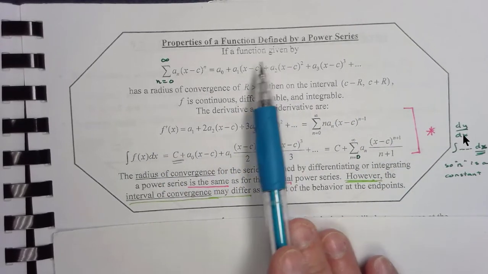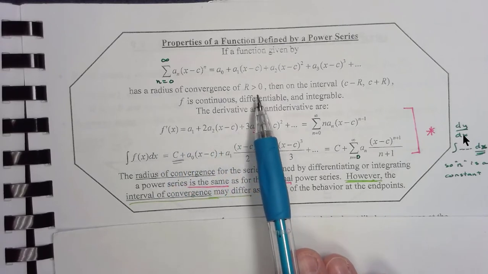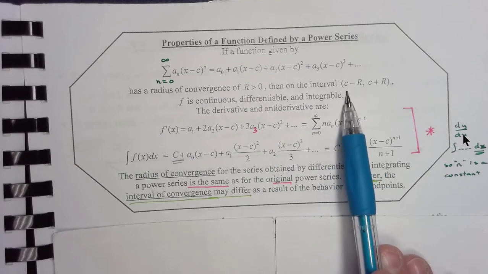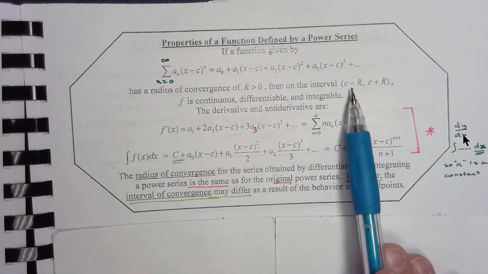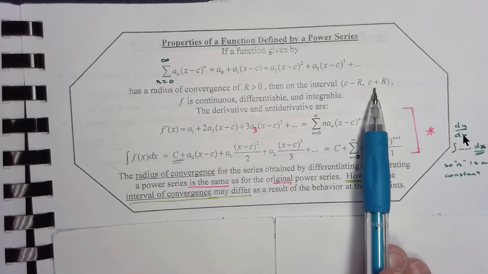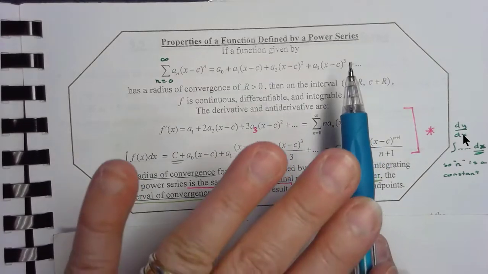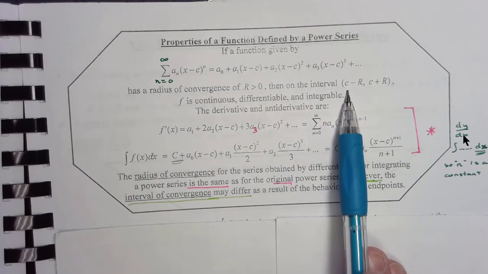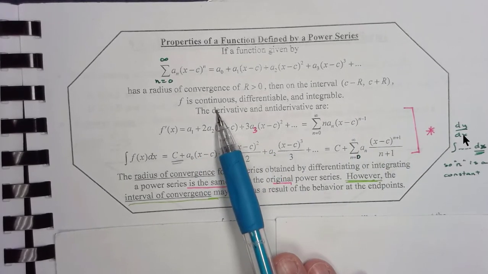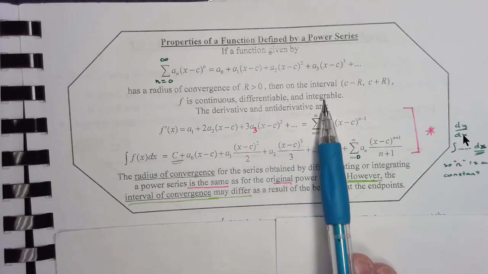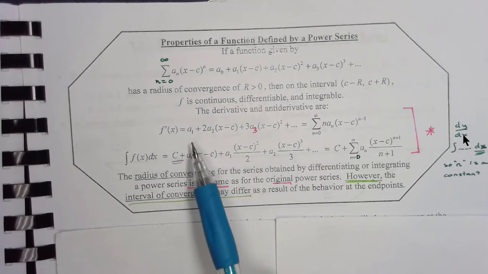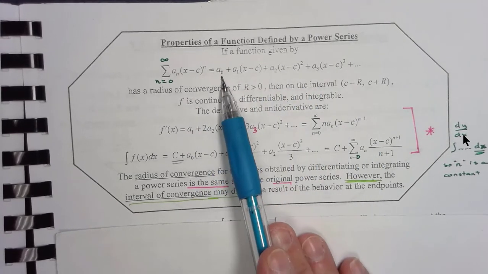If a function given by this has a radius of convergence that is positive, then on the interval c minus r to c plus r, in other words, centered at c, subtract the radius, add the radius, f is continuous, differentiable, and integrable. So the derivative and the antiderivative are, okay, if I take the derivative of this, that is a constant, off it goes.